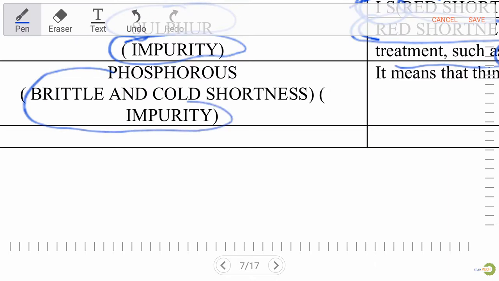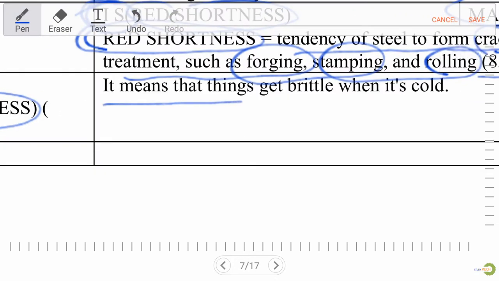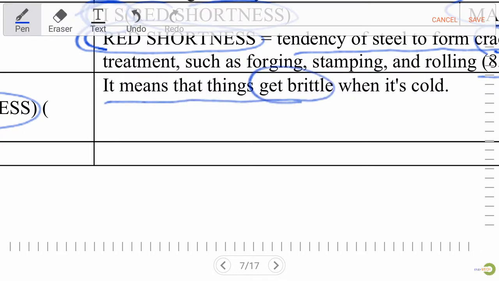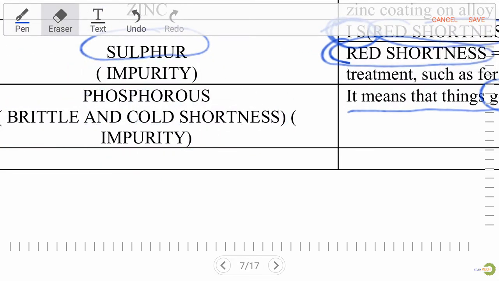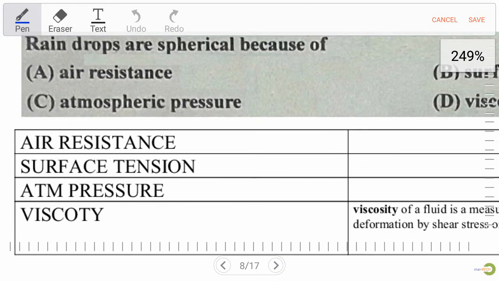Now let's discuss phosphorus. Phosphorus is also an impurity in steel, and it is responsible for brittleness and cold shortness. It means that things get brittle when they cool. So when our steel becomes cold, it will become a brittle material because of phosphorus impurity. So always remember, sulfur is responsible for red shortness, phosphorus is responsible for cold shortness. Always remember. Now let's move to the next detail. Next question.